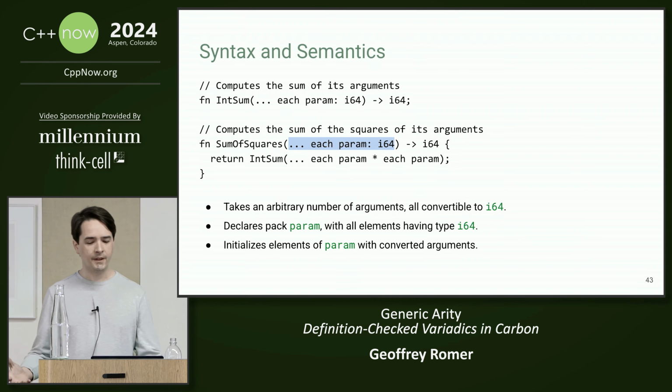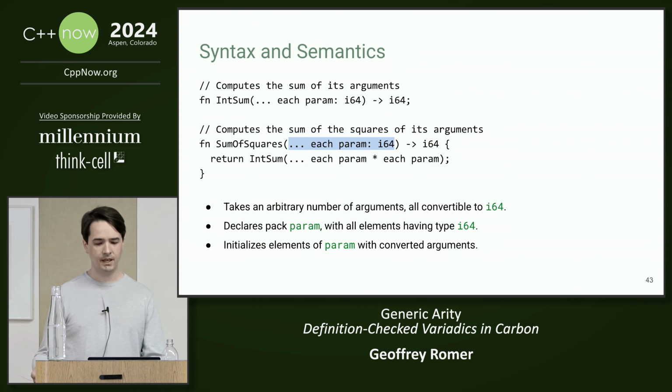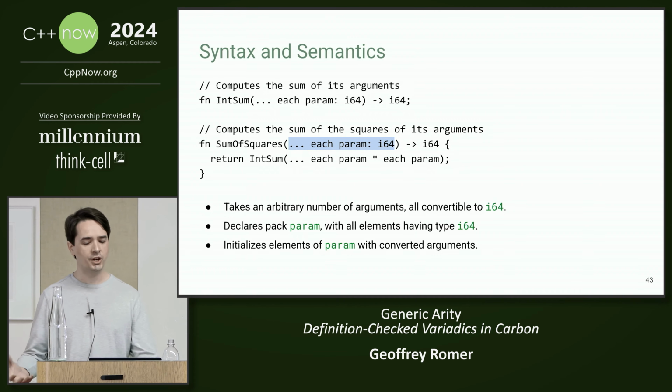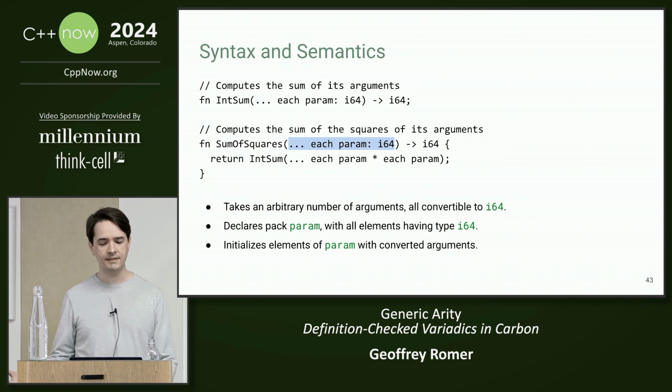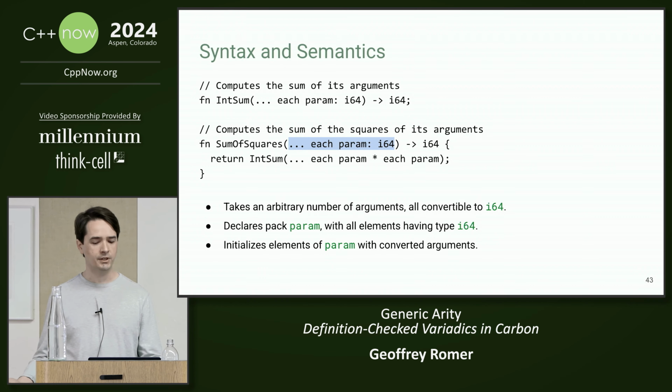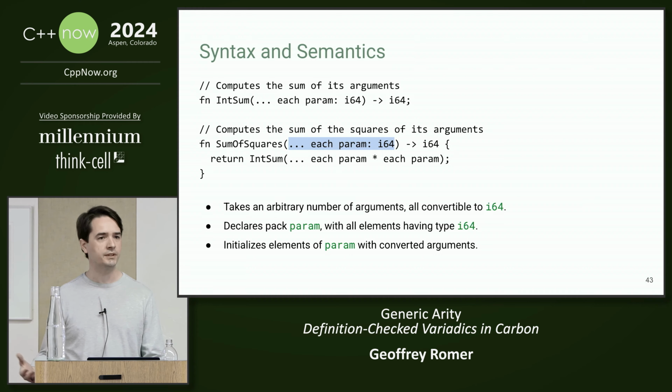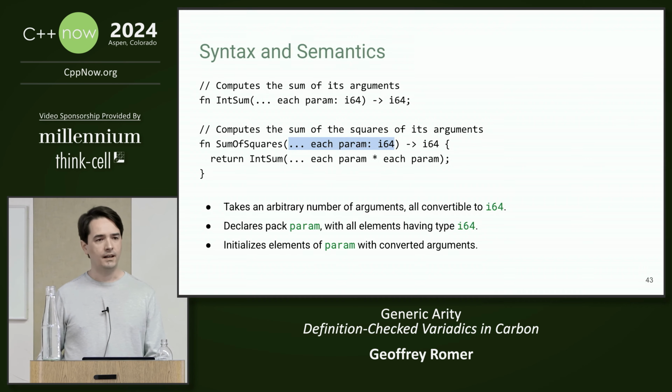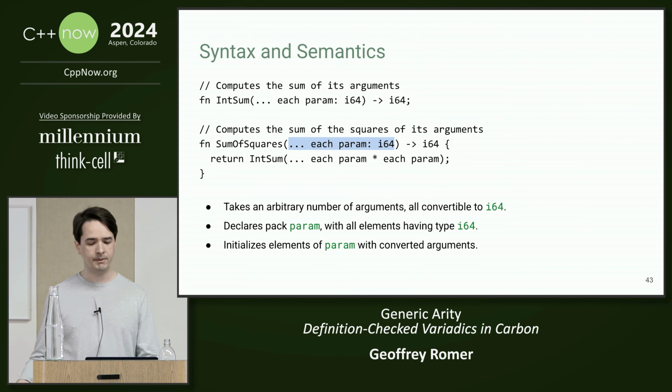So putting all that together, this pack expansion pattern matches an arbitrary number of arguments that are all convertible to I64, declares a pack named param whose elements are all I64s, and initializes the elements with the converted argument values. So in other words, param is a pack of all the arguments. As a result, this behaves a lot like a C++ parameter pack declaration.